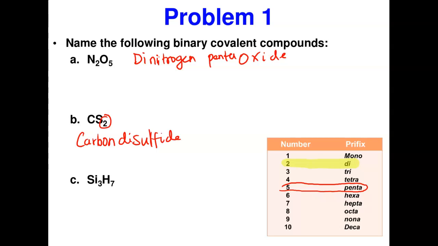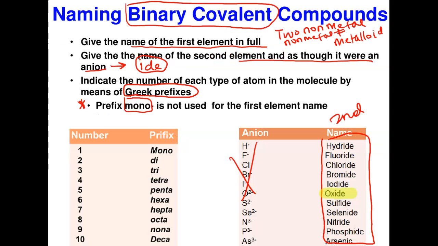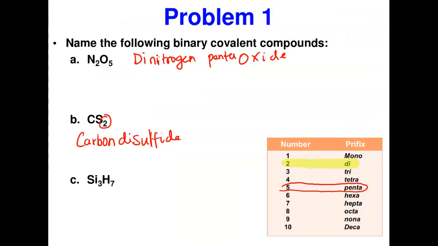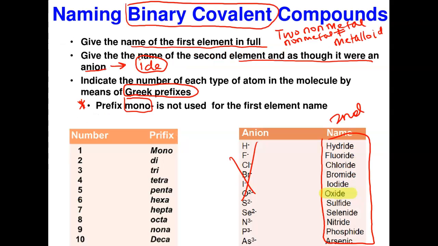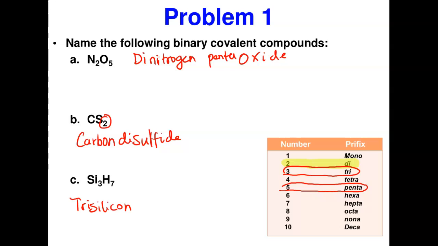Now, for this one, the silicon. Remember, we said it can be a metalloid or a non-metal. This is a metalloid. And this is silicon. How many silicon atoms do we have there? 3. 3 means tri. So we're going to say tri-silicon. This is called what? Hydrogen. If you put -ide, it becomes hydride. But how many of it do we have there? Let's go back. We have 7 of it, and 7 is hepta. So it's going to be trisilicon hepta.